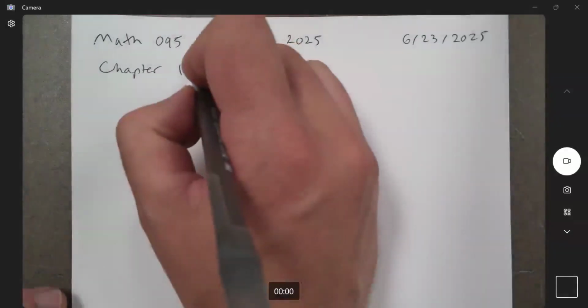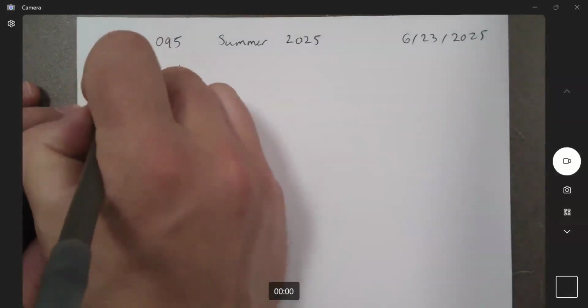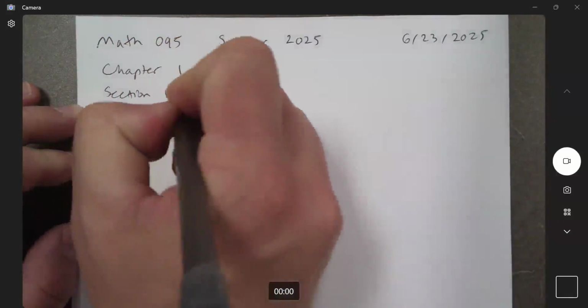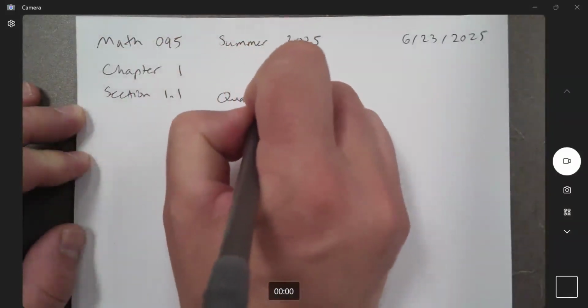We're going to cover a couple sections from chapter 1. Our first section that we're going to cover is section 1.1, which is called qualitative graphs.